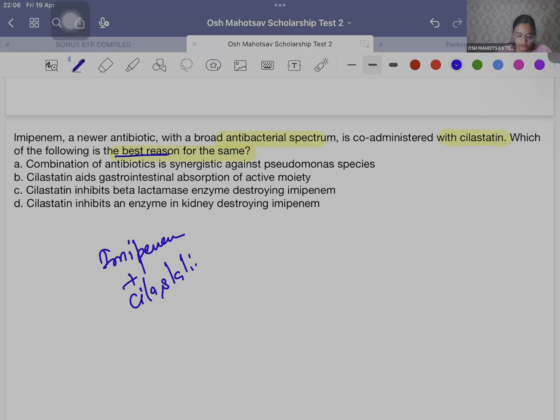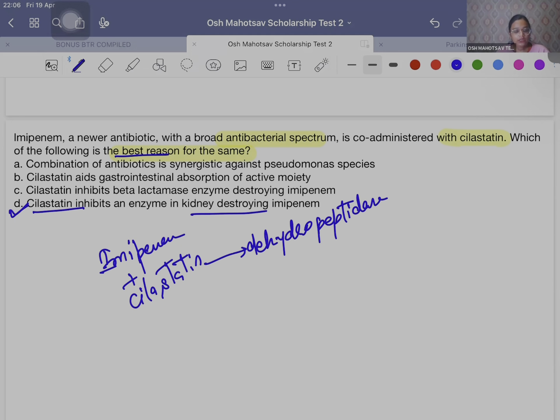Cilastatin. Okay. Why? Because it will go and inhibit the enzyme in the kidney, that is dehydropeptidase. This dehydropeptidase will then not metabolize imipenem, so the duration of action will be more. So cilastatin inhibits the enzyme in the kidney that destroys imipenem. So the answer will be option D.